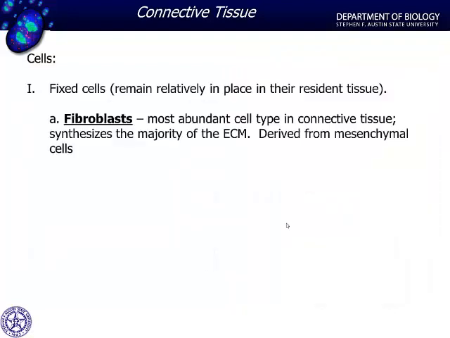So far we've talked about the acellular molecular components of the extracellular matrix. Now, as we move into our connective tissues, we're going to look at the cellular components. So first, we're going to talk about the fixed cells. Now, fixed basically is a relative term. So when we look at their location, we're going to say that they really don't migrate that far away.